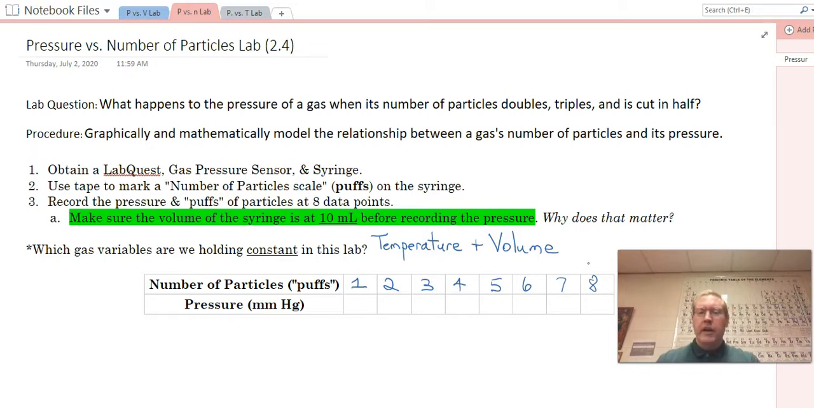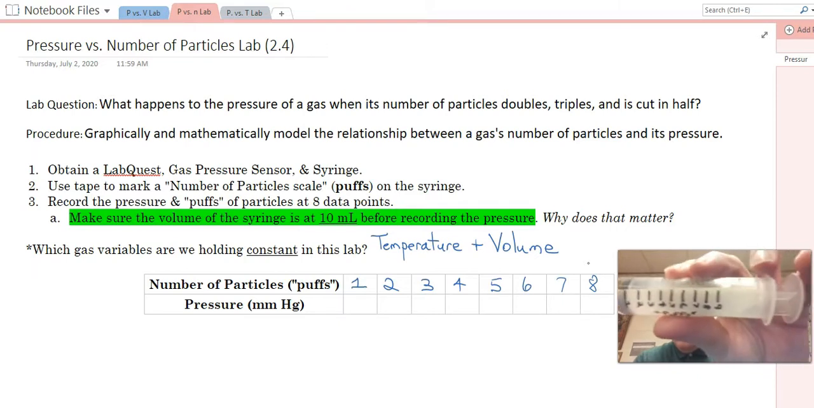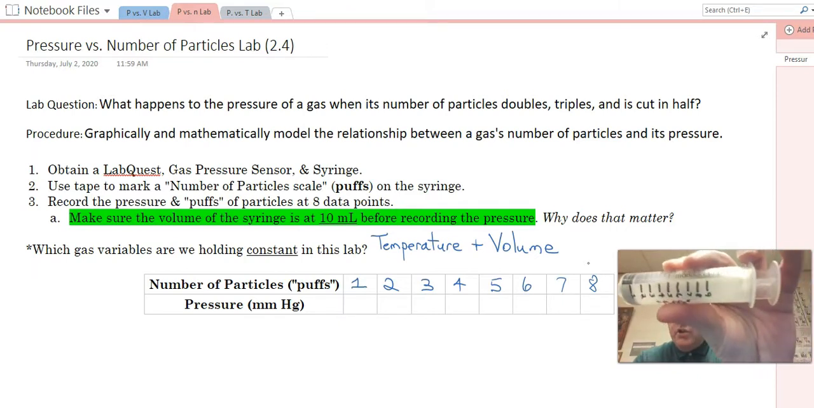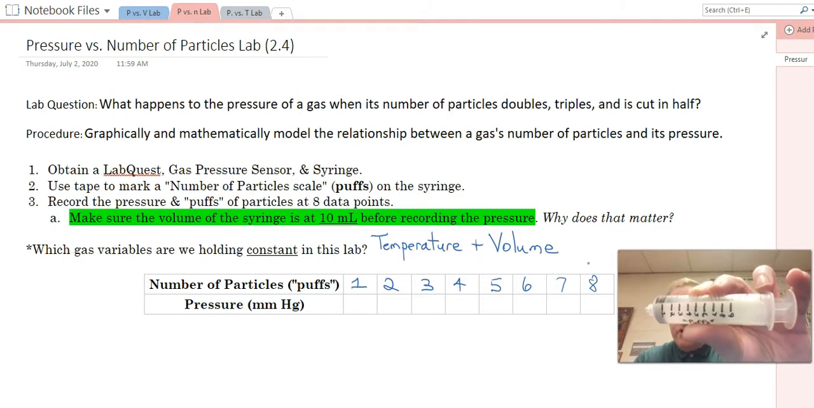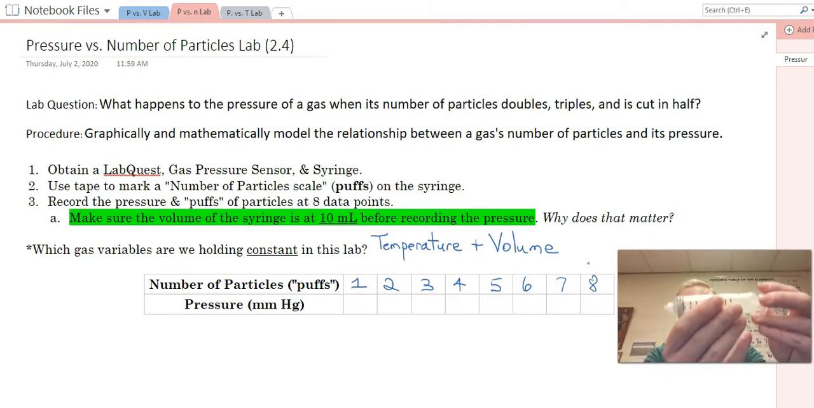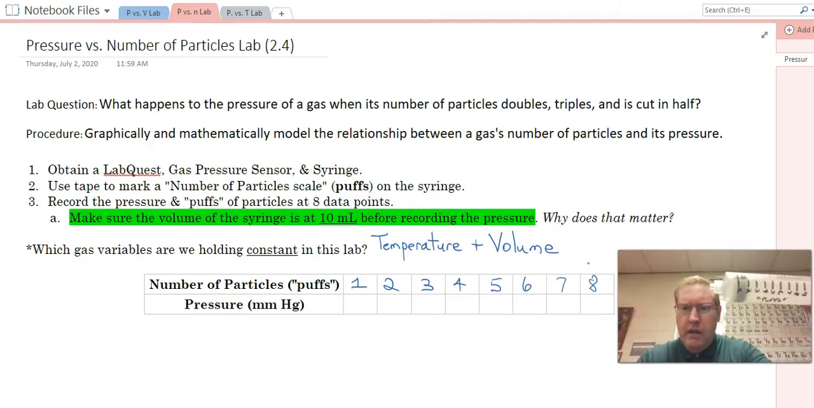Well, right now I have the plunger on my syringe pushed all the way in. I think you can see that. So right now there are 0 puffs inside of this syringe. I want to pull back on the plunger until the bottom of the plunger is right at my 1 puff mark. And there it is. Okay, so now I have 1 puff of air, that many particles, in my syringe.